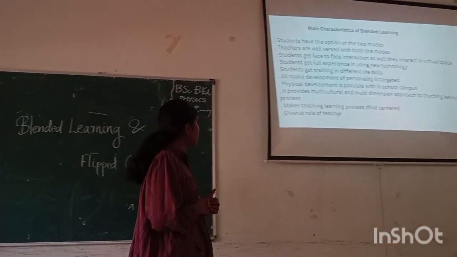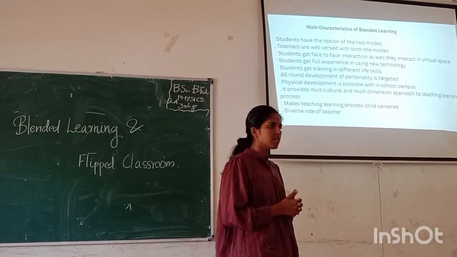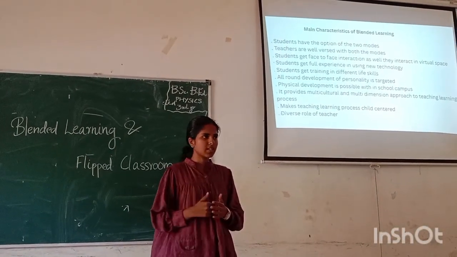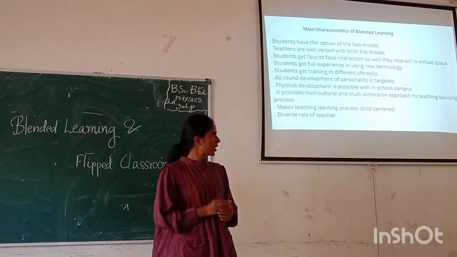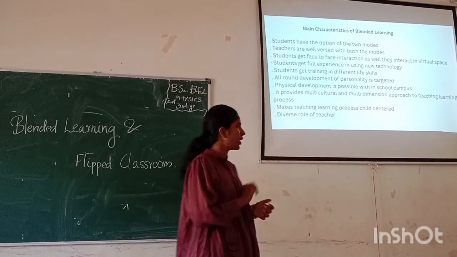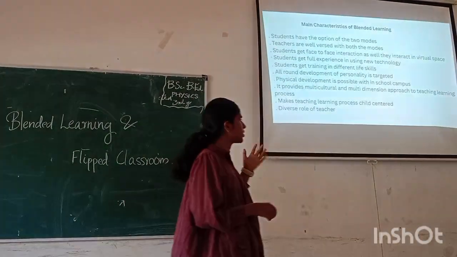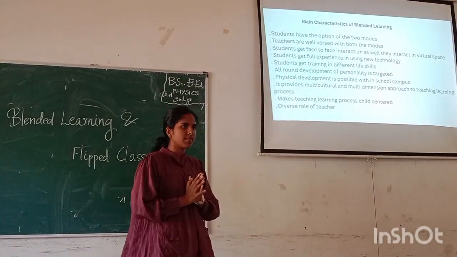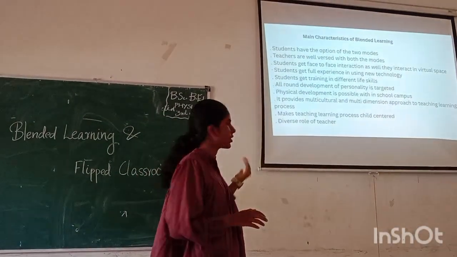The next is that it makes the teaching-learning process child-centered. Child-centered means the student can take the decision in which way they can study. So this is actually a child-centered type of learning. And the next is the direct role of the teacher. As I mentioned earlier, all the points are almost similar. But as the main characteristics of blended learning, you can study all these points.